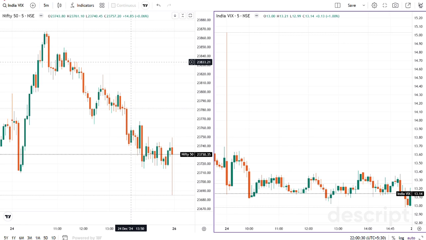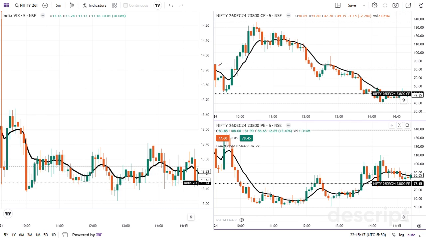This is the VIX and this is the Nifty, the Indian Nifty 50. In the morning, there was a huge move, and you can see the VIX cooling off. You can find some sort of correlation. Now let us see how it works.